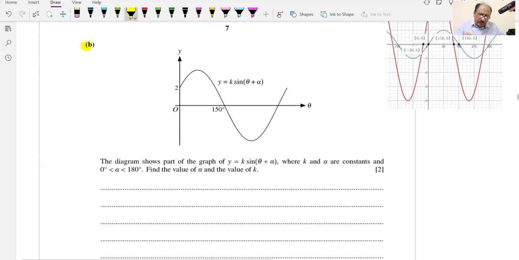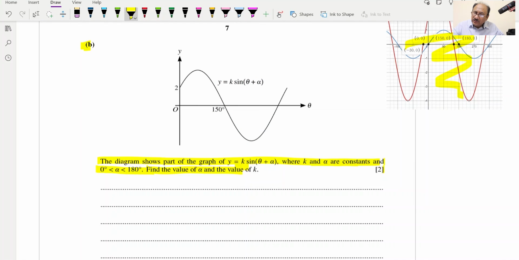Now we can move to B part. B part says the diagram shows part of the graph y is equal to k sine of theta plus alpha, where k and alpha are constants and alpha varies from 0 to 180. Find the value of alpha and the value of k. This is a 2 marks question, and this drawing is also provided.